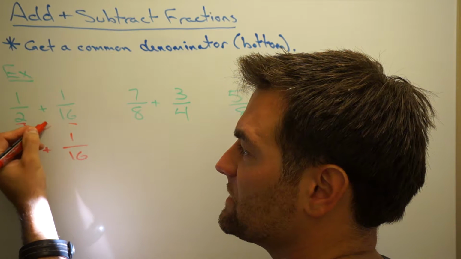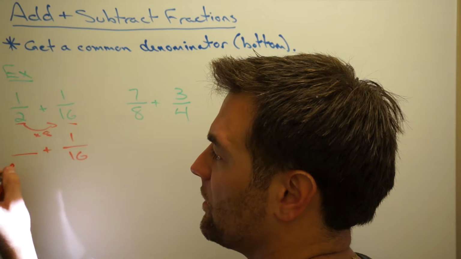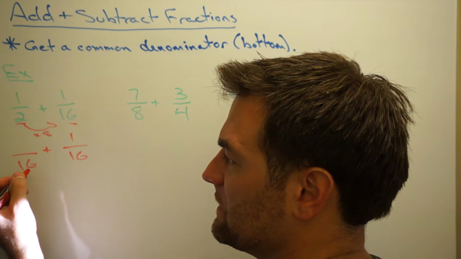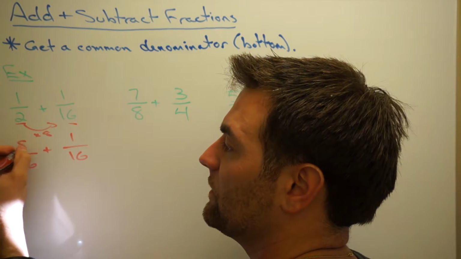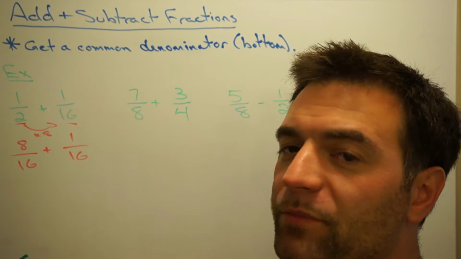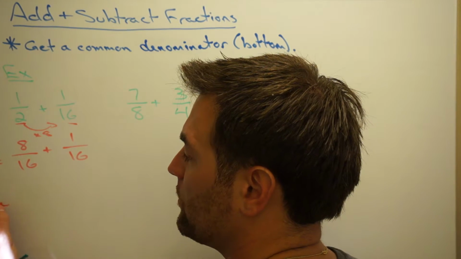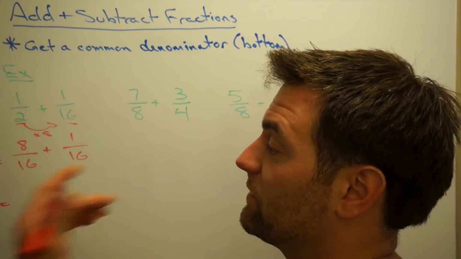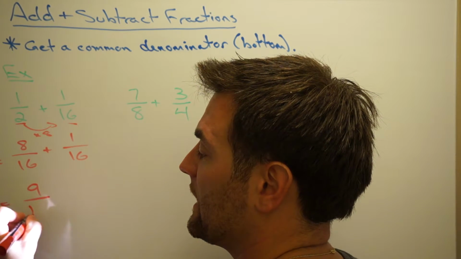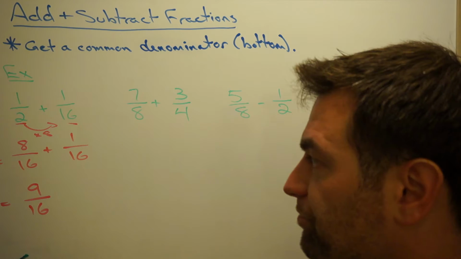To get from 2 to 16, we have to multiply by 8. So we multiply 2 by 8, we get 16. We also multiply the top number by 8, so 1 times 8 is 8. Now we have 8/16 plus 1/16, and we add only the top numbers: 8 plus 1 is 9, and you get 9/16. Don't add the bottom numbers, just the top numbers.